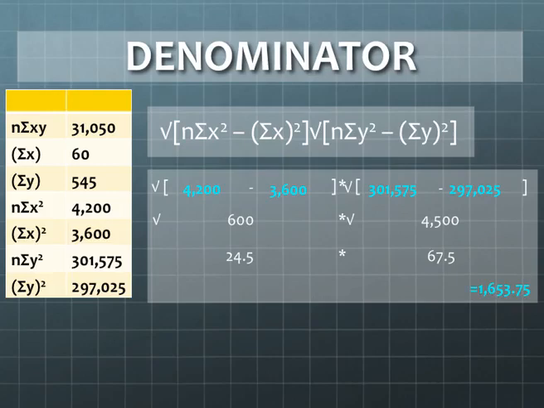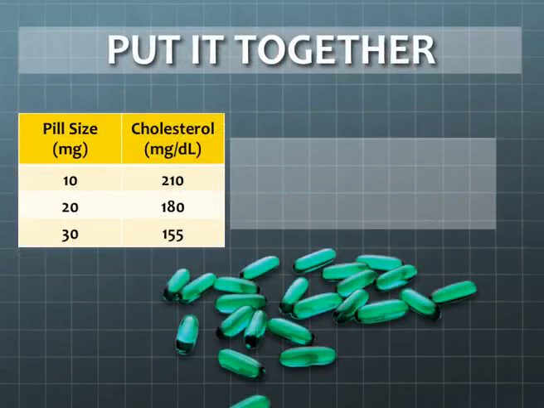That was a lot of work to get a single number. But we still aren't finished quite yet. We calculated the number for the top of the equation, and we calculated a number for the bottom. Now we need to put them together. We do this by dividing. If you put this in your calculator, you'll get the correlation coefficient.